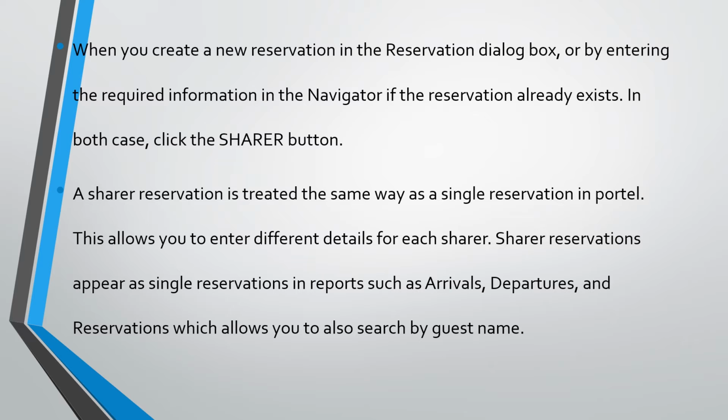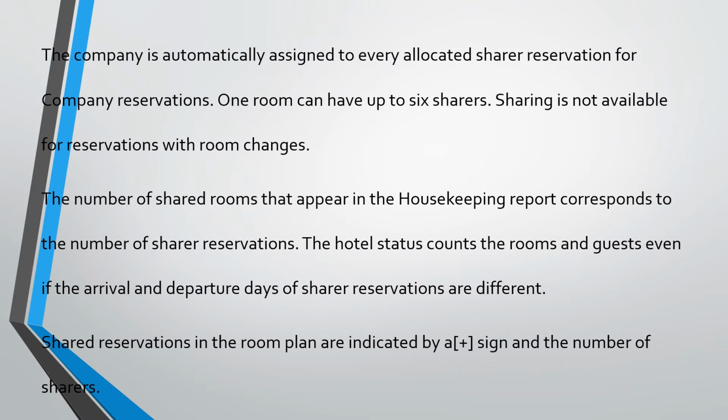Sharer reservations appear as single reservations in reports such as arrivals, departures, and reservations, which allows you to also search by guest name. Company is automatically assigned to every allocated sharer reservation for company reservations. One room can have up to 6 sharers. Sharing is not available for reservations with room changes.